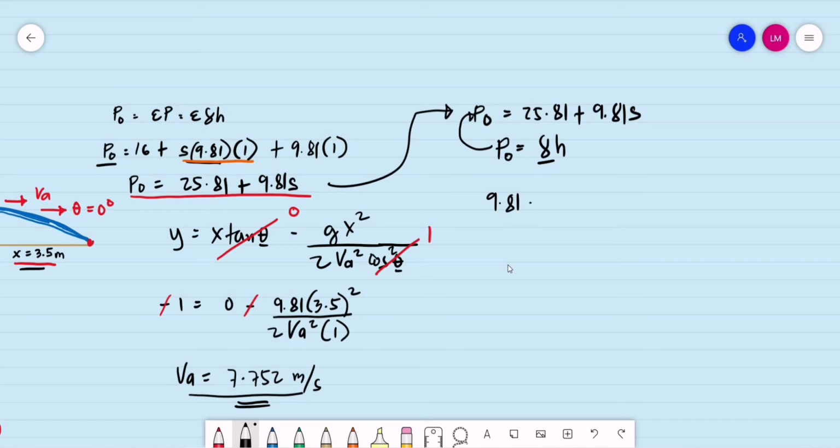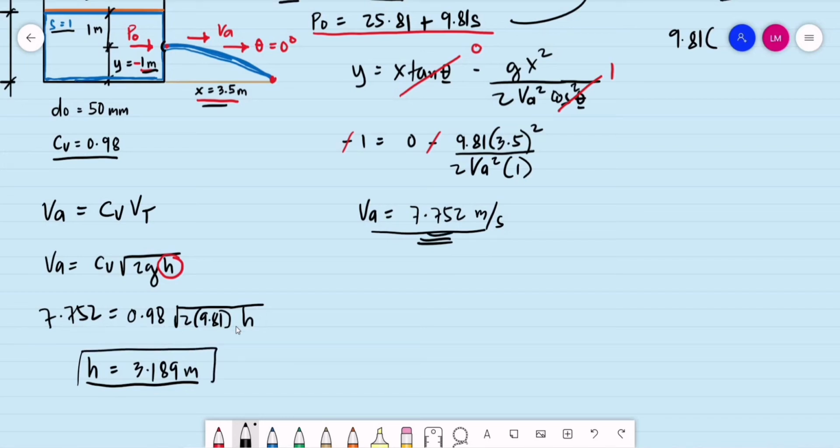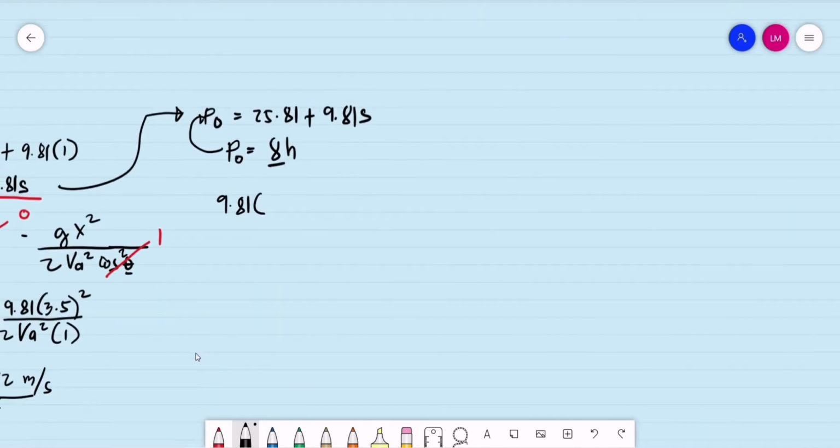Ano yung total head na nakuha natin? The total head that causes this displacements. Ang total head is 3.189. Yung nag-cause ng ganitong actual velocity. 3.189 meters. So, multiplied by 3.189 meters. So, basically, gamma H. Yun yung equivalent ng pressure. Pero dito sa pressure sa orifice, anong equivalent? Yun yung 25.81 plus the 9.81 times the specific gravity of the unknown liquid.